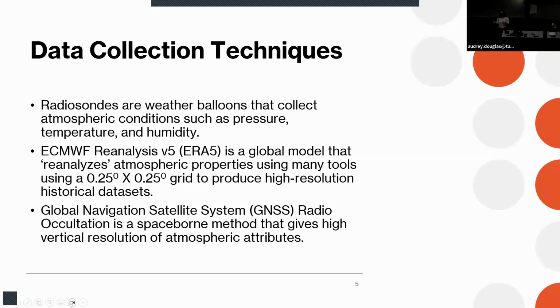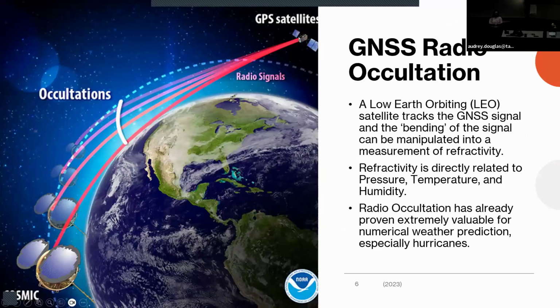It is high resolution when you're closer to the surface, but when you get higher up, it kind of shallows out because your pressure lessens. Now, we want to look at the Global Navigation Satellite System radio occultation because it's a spaceborne method, but it covers globally and it has very high vertical resolution. And I'll get into the specifics of GNSS radio occultation.